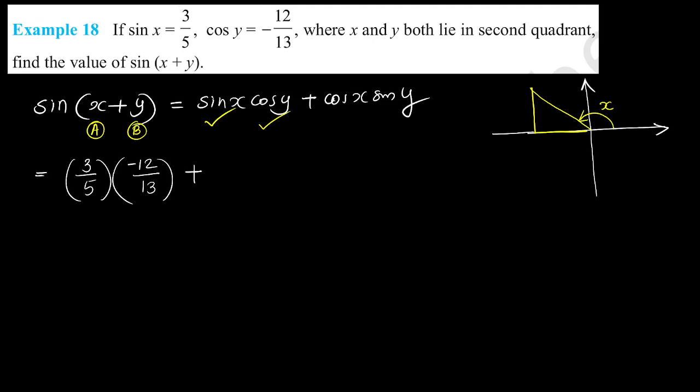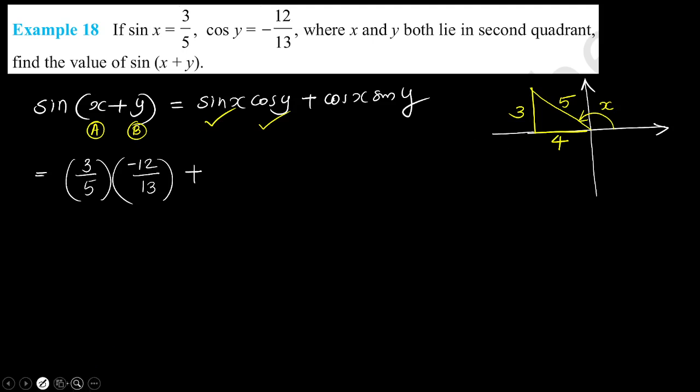Sin x equal to 3 by 5 means that the opposite side is 3, hypotenuse is 5. Understood? Look at this diagram. It is clear that sin x is 3 by 5. Let me reduce some steps. This side will be 4 using Pythagoras.